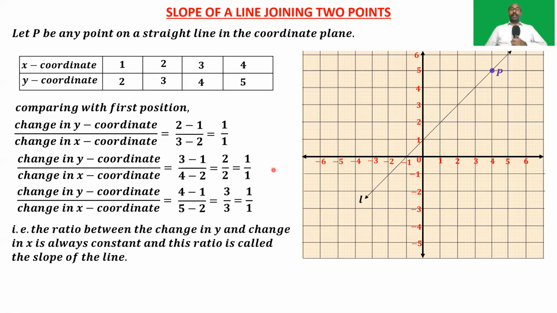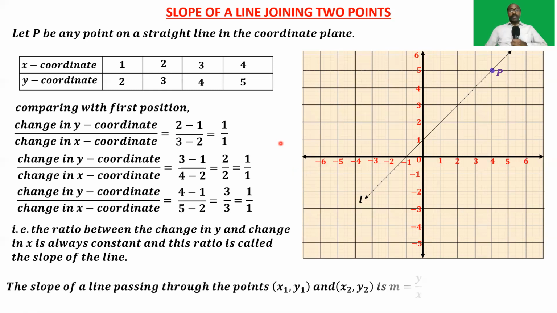So in this way, the slope of a line joining two points x1, y1 and x2, y2 is equal to the ratio between change in y and change in x. That is the difference between y1 and y2 and the difference between x1 and x2. So the slope of the line passing through the points x1, y1 and x2, y2, we denote by m here. So the slope m is equal to y2 minus y1 by x2 minus x1. That is change in y coordinates by change in x coordinates.